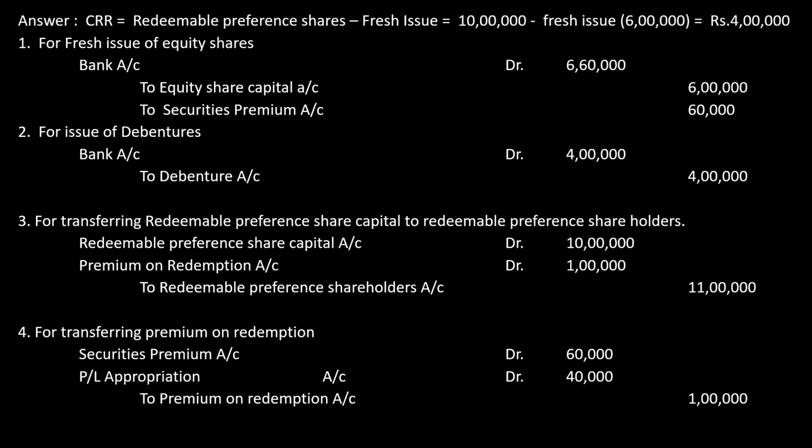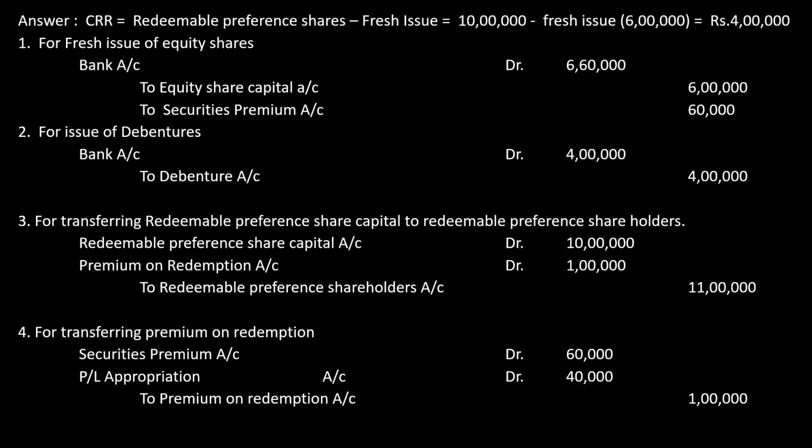Now next, the preference shares are redeemed at a premium of 10%. Therefore, redeemable preference share capital account debit 10 lakh, premium on redemption 1 lakh, to redeemable preference shareholders 11 lakh. Then for transferring this premium 1 lakh, we have to pass the next entry. That is the fifth entry. Security premium account debit 60,000 because the fresh issue got 60,000 security premium. Then P&L appropriation 40,000. Then premium on redemption 1 lakh.